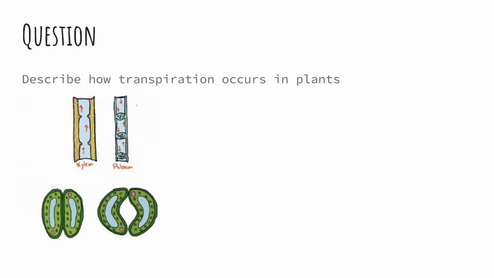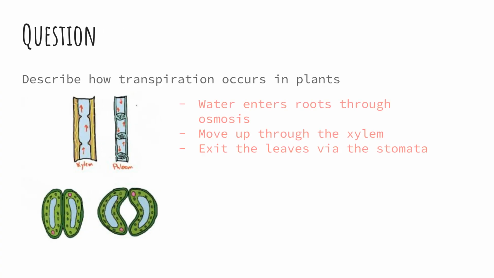Transpiration is the movement of water through a plant. It begins with water entering the roots via osmosis, traveling upwards through the xylem vessels, and finally exiting through the stomata in the leaves as water vapor.